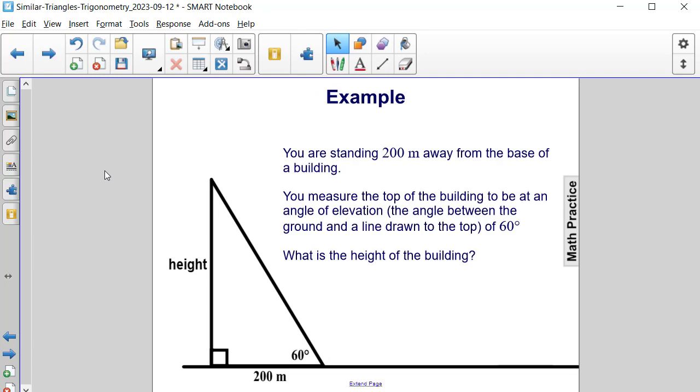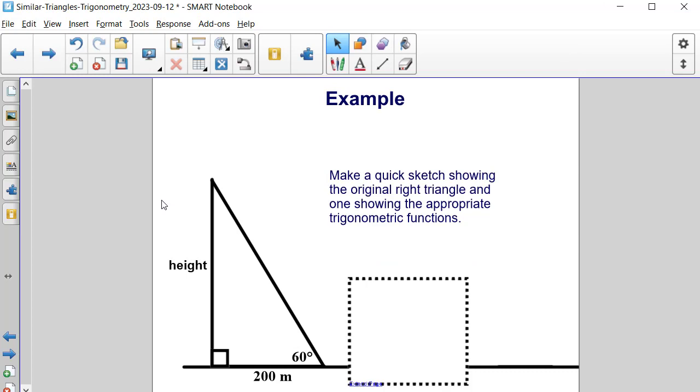Here's another example. You are standing 200 meters away from the base of a building. You measure the top of the building to be at an angle of elevation, or the angle between the ground and the line drawn to the top of the building, to be 60 degrees, and we need to find the height of the building. Let's begin by making a quick sketch showing the original right triangle and the one showing the appropriate trigonometric functions.